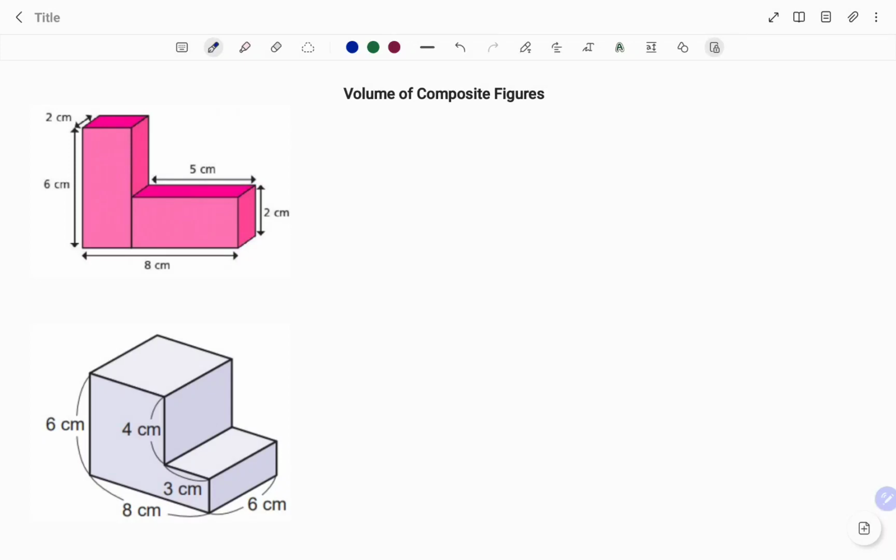In this video, I'm going to show you how to find the volume of the following composite shapes.